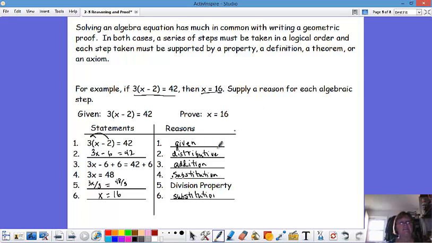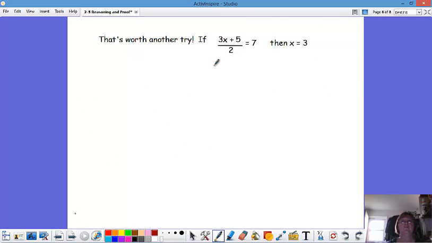We gave a reason for each step, and those reasons have to be given information, properties, definitions, theorems. Since this was algebra, the properties, of course, are the most important ones. So very good. Let's see what else is in here. Oh, another one. We're supposed to set this one up on our own. You know I'm going to say, let's pause this video and see if we get the same thing.